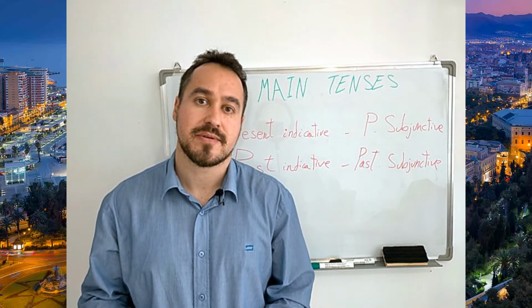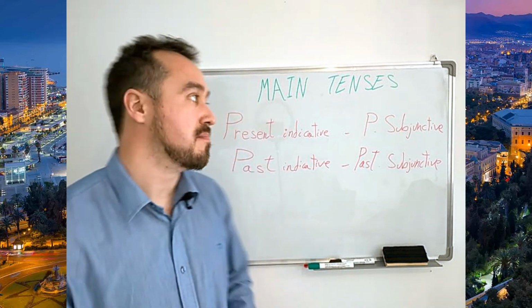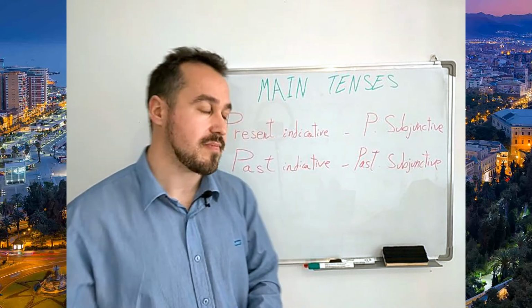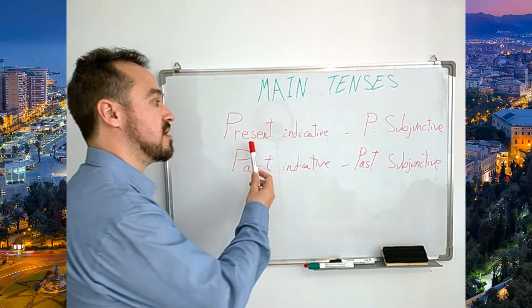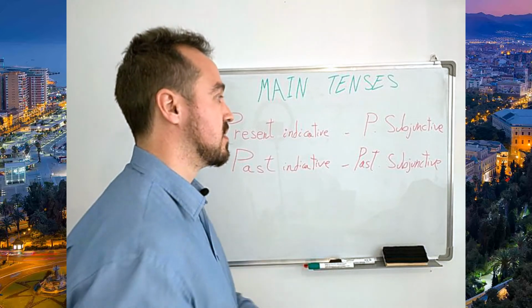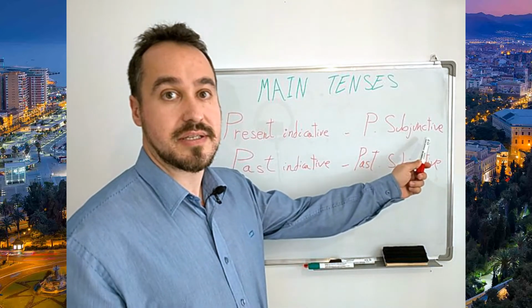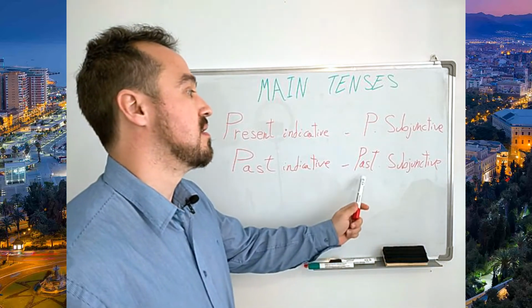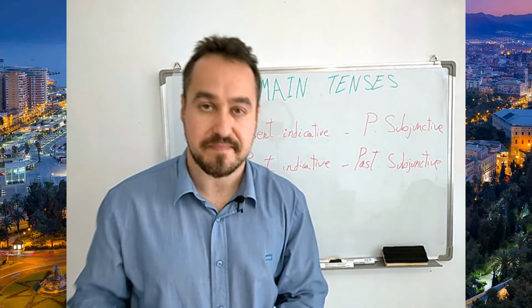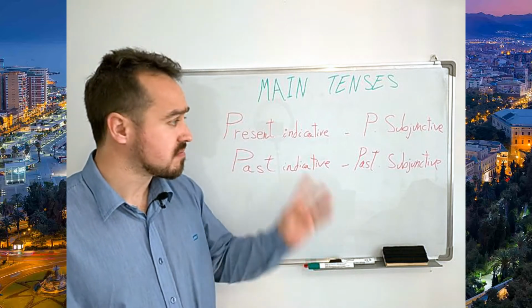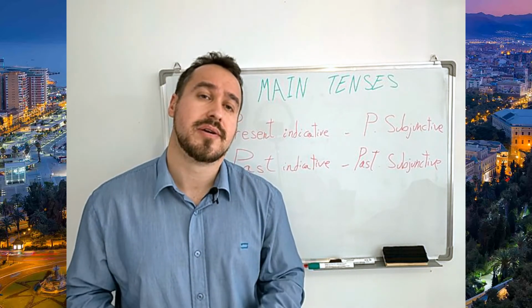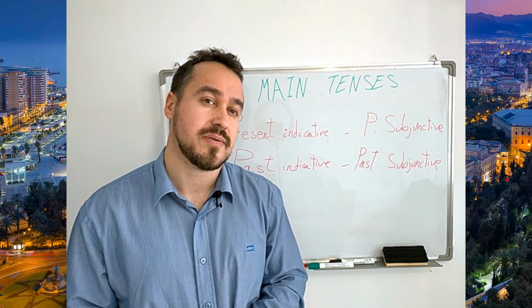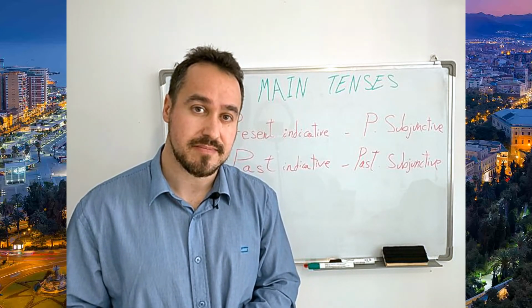Hola a todos. In today's video we'll talk about the 4 main tenses in the Spanish language. Those are present indicative, present subjunctive, past indicative, and past subjunctive. With these 4 tenses you can say 60% of what you need in Spanish.